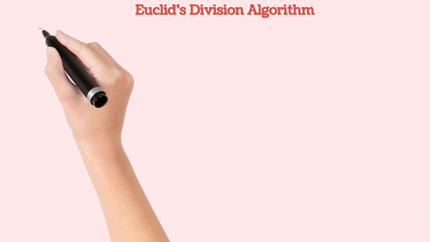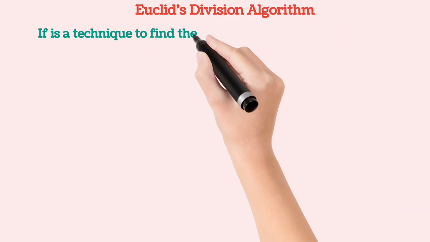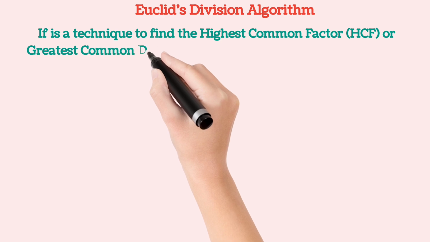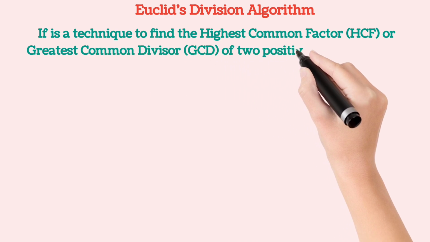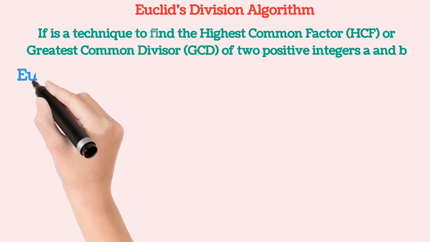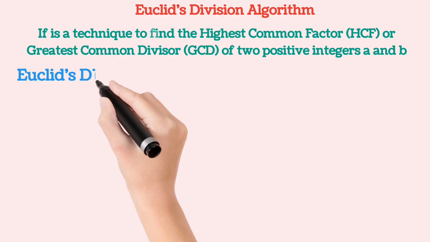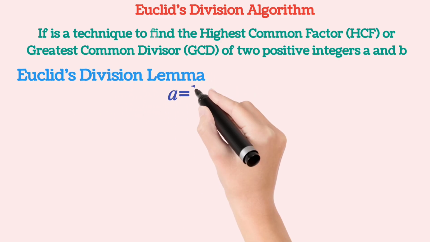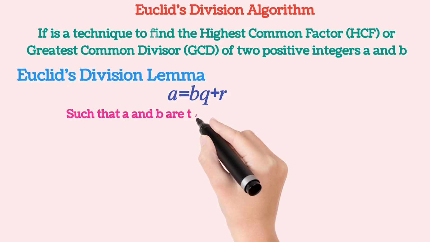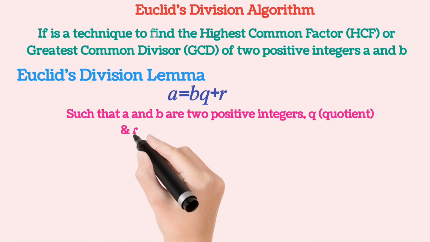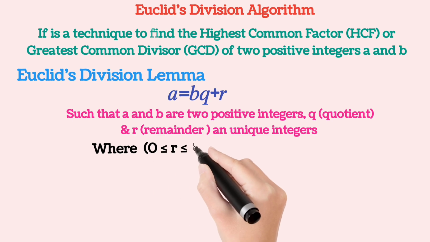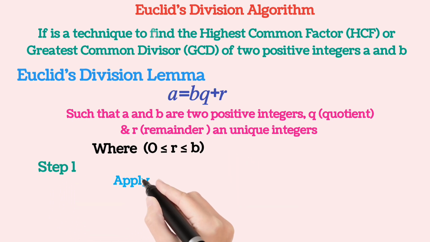यूक्लिड्स डिवीजन algorithm, it is a technique to find the highest common factor HCF or greatest common divisor GCD of two positive integers a and b. Euclid division lemma can be represented as a equal to bq plus r, such that a and b are two positive integers, q quotient and r remainder, and unique integers where r belongs to 0 to b.